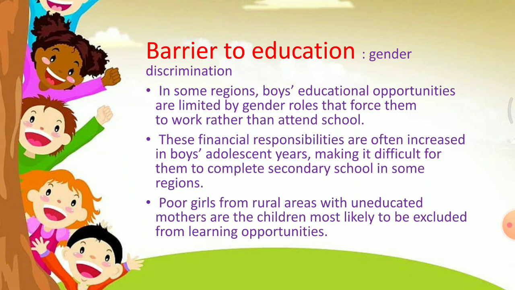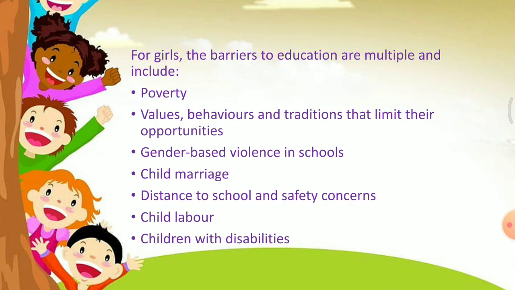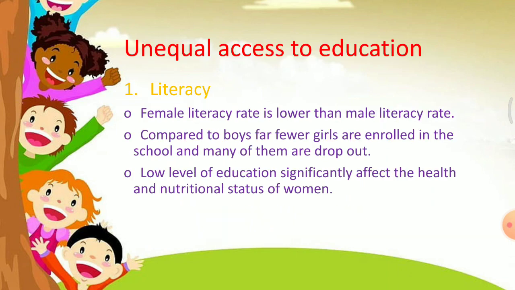Poor girls from rural areas with uneducated mothers are mostly likely to be excluded from learning opportunities. For girls, the barriers to education are multiple and may include poverty, values, behaviors, and tradition that limit their opportunities, gender based violence in schools, child marriage, distance to school and safety concerns, child labor, and children with disabilities.